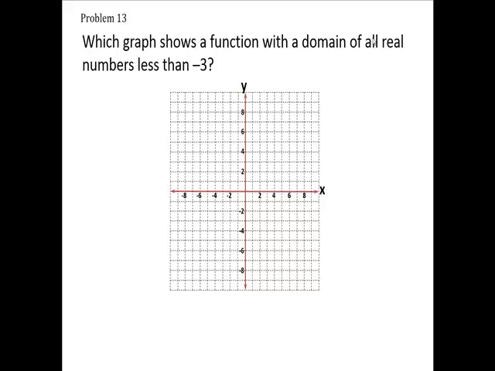Which graph shows a function with a domain of all real numbers less than -3? Well, let's put a point here. This is the origin, okay? That point is the origin, which has a coordinate 0, 0.